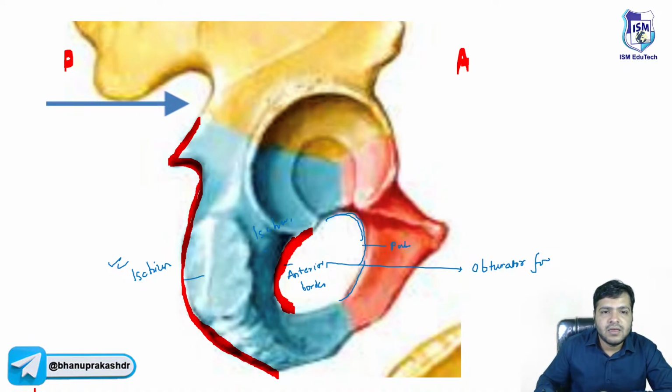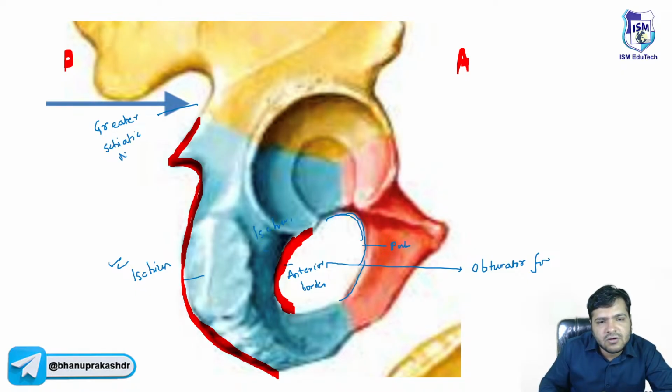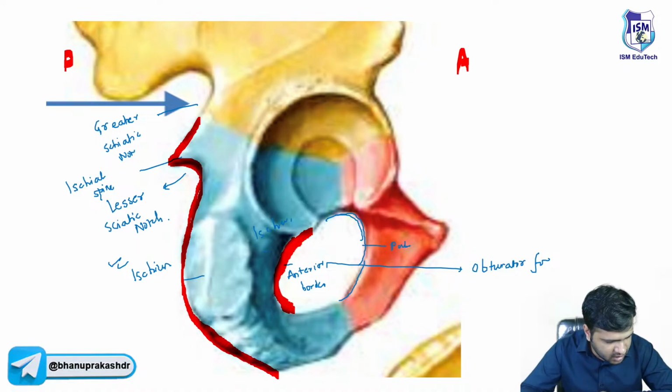And remember beta कि ये वाला जो नोच था वो था ग्रेटर शियाटिक नोच। Okay, you already know it is the greater sciatic notch. ये क्या है? इश्कियल स्पाइन। और फिर ये क्या आ जाता है? एक और नोच बन जाता है, that is called as the lesser sciatic notch.